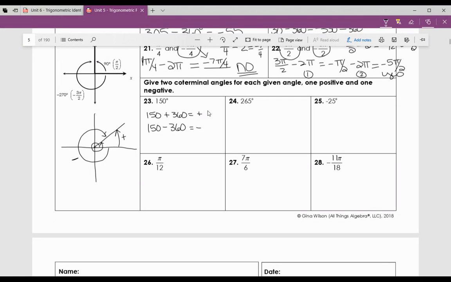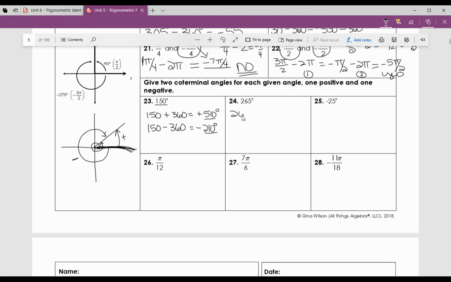So when you add these two, you should get 510, double check my math. When you subtract, you get negative 210 degrees. That means that all 3 of these angles begin on the positive x and they terminate at the same place. It's just different rotations that they make.